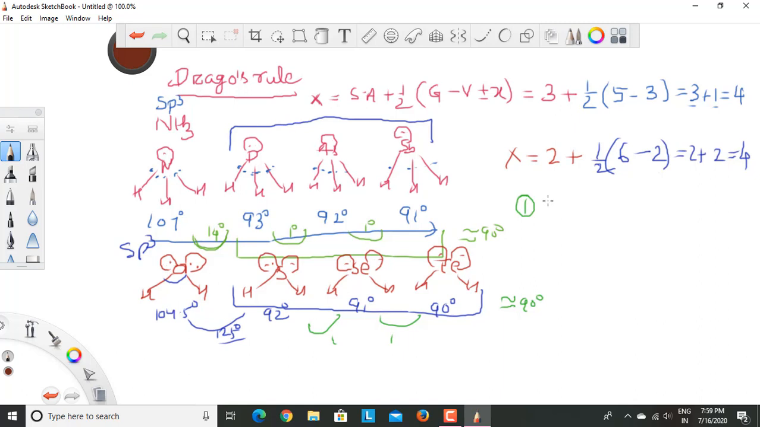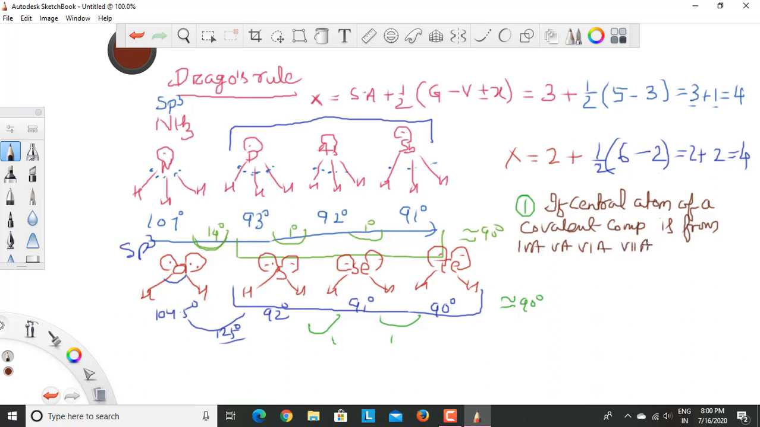when the central atom of a covalent compound is from third group, or third means group 3A, or above, meaning group 4A, 5A, 6A and 7A.